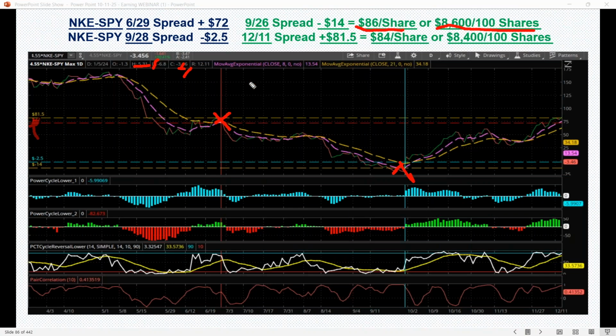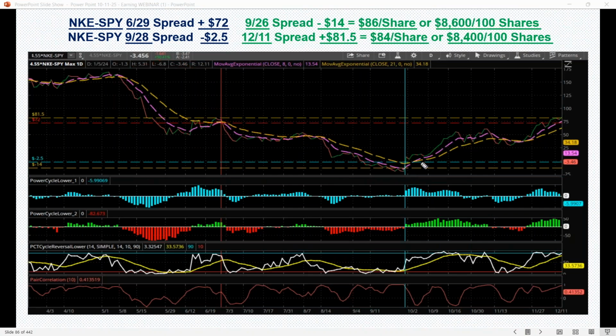All right, so that's what you're going to learn how to do in these kinds of post-earnings trades. So if you've done this spread where you were short Nike, or you could look at it the other way around, you're long SPY, short Nike, that spread went from 72 over to 14 under. It was up $86, $8,600 per 100. So one contract, right?